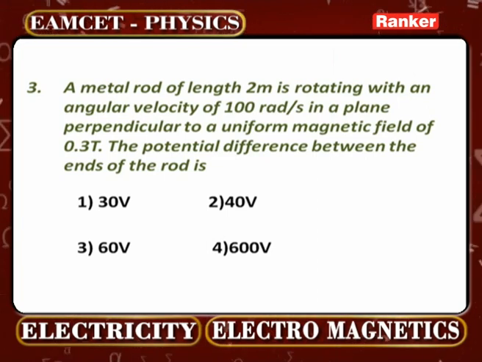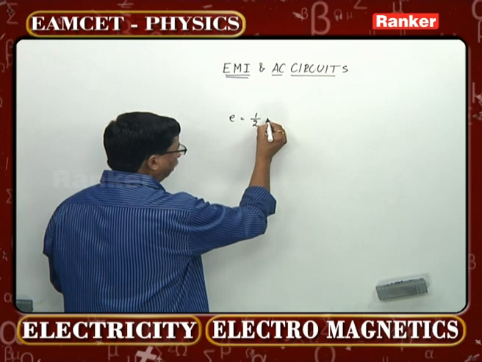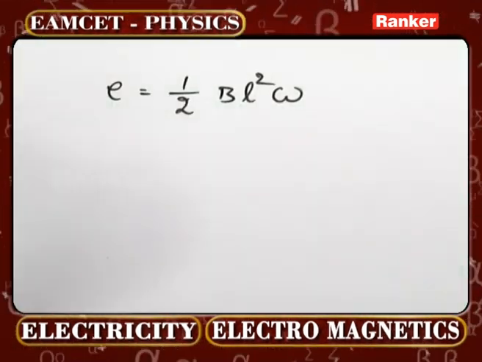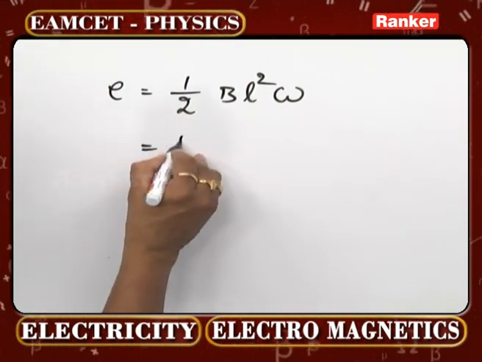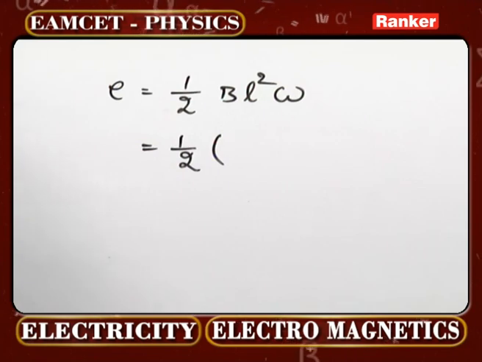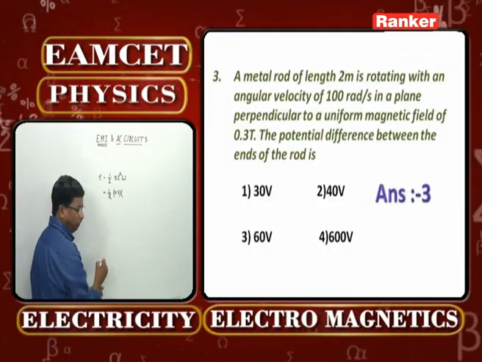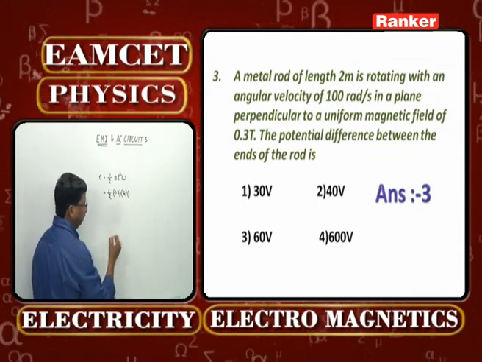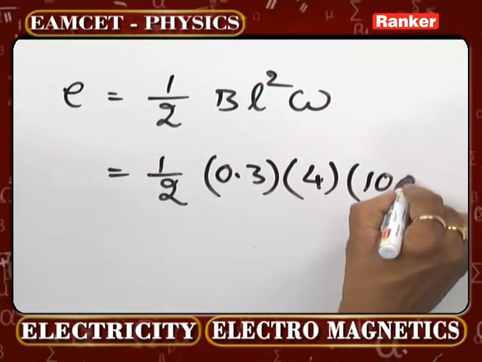Whenever a rod is rotating, the motional EMF in that particular case is half BL square omega. Direct formula, if you remember, that's easy for you to get the answer. Half, you write it as it is. What is the magnetic induction that has been mentioned? It is 0.3 Tesla. Length is given 2 meters, so that length square becomes 4, into omega, that is angular frequency, that's given 100 radian per second.